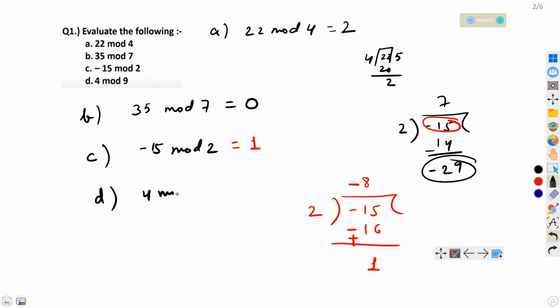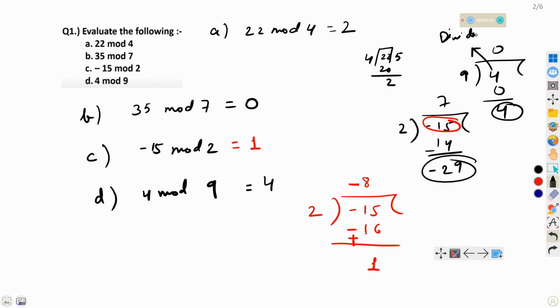Last we have 4 mod 9. So 4 mod 9 will do the same thing. You can remember it like this: if the number that we are going to find the modulo with is greater than the dividend, then the answer is 4. How? See, when we're dividing 4 by 9, obviously if we go 1, we'll get a number greater than 4. So what we'll do, we'll go with 0. And what is the remainder? The remainder is 4. So if the dividend is smaller than the divisor, then the value of the modulus is the dividend.